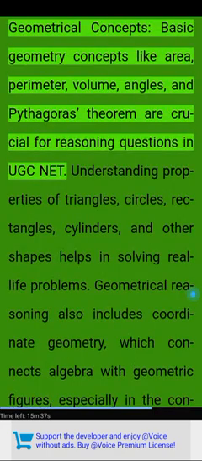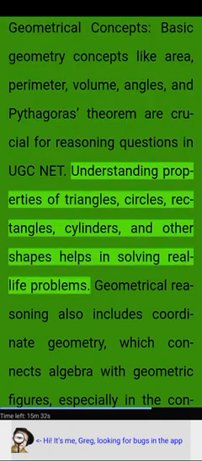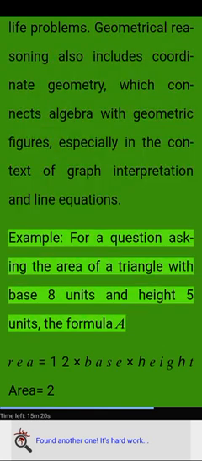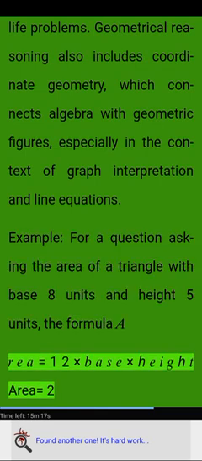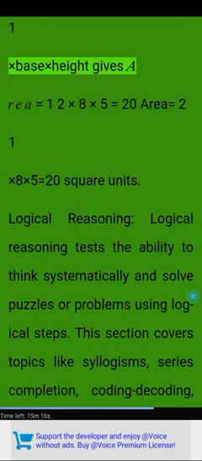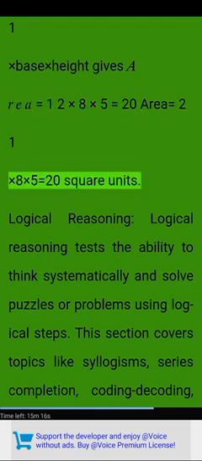Geometrical concepts. Basic geometry concepts like area, perimeter, volume, angles, and Pythagoras theorem are crucial for reasoning questions in UGC NET. Understanding properties of triangles, circles, rectangles, cylinders, and other shapes helps in solving real-life problems. Geometrical reasoning also includes coordinate geometry, which connects algebra with geometric figures, especially in the context of graph interpretation and line equations. Example: for a question asking the area of a triangle with base 8 units and height 5 units, the formula area equals 1/2 times base times height gives area equals 1/2 times 8 times 5 equals 20 square units.